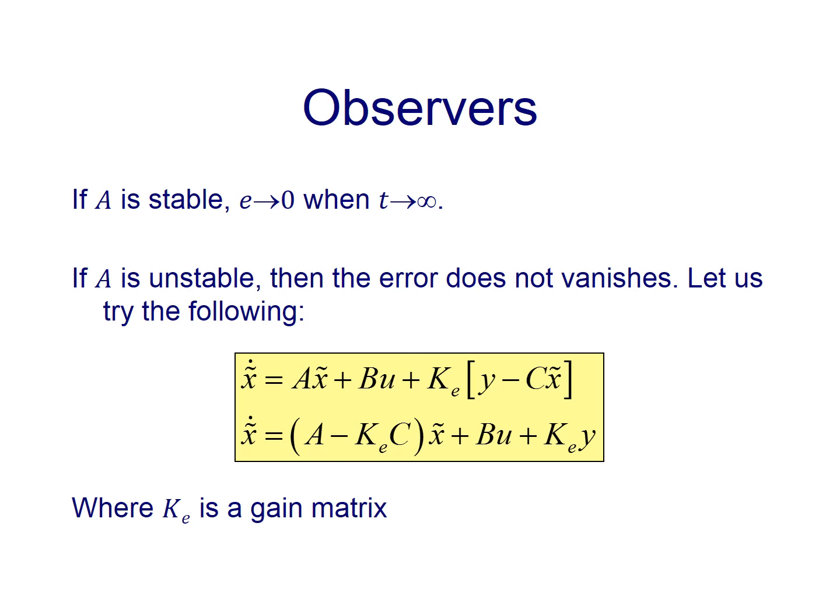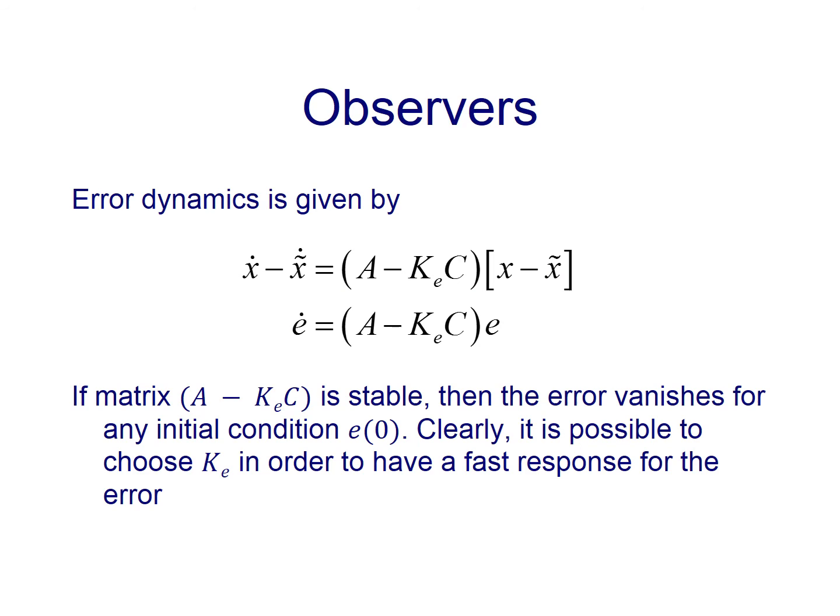So what we do is try the following. x tilde dot equals A x tilde plus Bu plus Ke times the output error. Take a look, what we are just adding here is a proportion of the output error. This is the output error, okay? So K is again a gain matrix. If we do that, then the error dynamics are going to be given by this equation: e dot equals (A minus KeC) times e. So the dynamics of the error can be changed using this Ke, okay? Of course we force this matrix to be stable, so the error is going to vanish for any initial condition. So it's possible to choose Ke in order to have a fast response for the error.